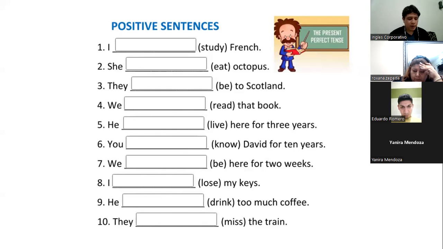Okay, guys, remember that in all the sentences, we have to add have or has, right? It will depend. Remember, for I, we have have. For she, we have has, right? Remember, only for she, he, and it, we use has. And for the rest, we use have, right? Remember that. And the verb must be in past participle. If you don't know the verb in past participle, guys, you can look on Google, okay? You have internet, okay? You have Google, so you can look for it, okay?